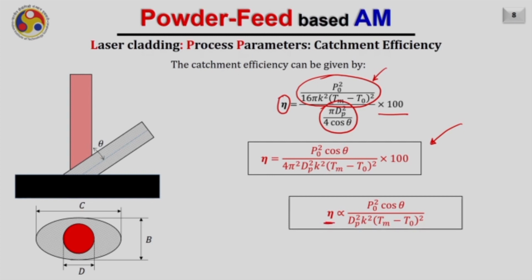For the comparative study, of course this catchment efficiency formula will work, but if you want to absolutely calculate the value of eta, it may deviate because of our many assumptions, such as considering the point heat source, and considering the Taylor expansion for the expression while neglecting the higher order terms. So here you can see the catchment efficiency is directly proportional to P naught square cos theta divided by dP square k square into (Tm minus T naught) whole square. This is how you can find out the catchment efficiency of a side feeding nozzle in the laser cladding process.